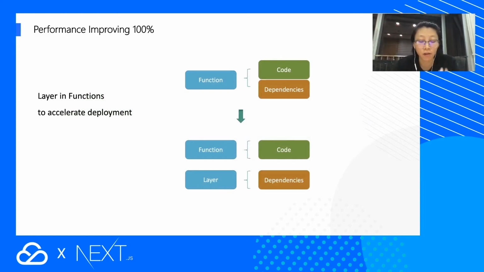Another thing I would like to mention is that we are also using the layer service of function as a service to store the node modules, in order to accelerate the deployment process. All the dependencies will not be changed frequently, so we separate them, and the functions will also load faster if they are using the layer functionality.